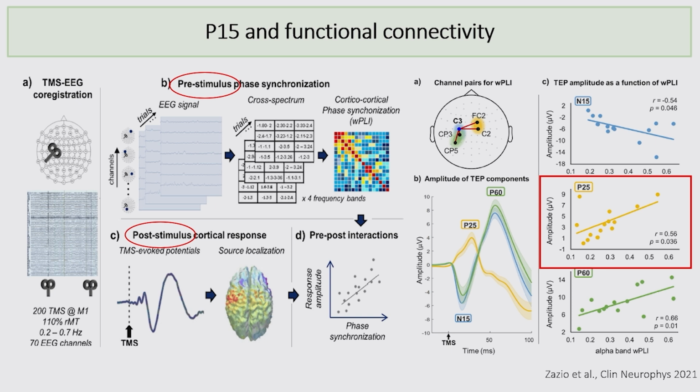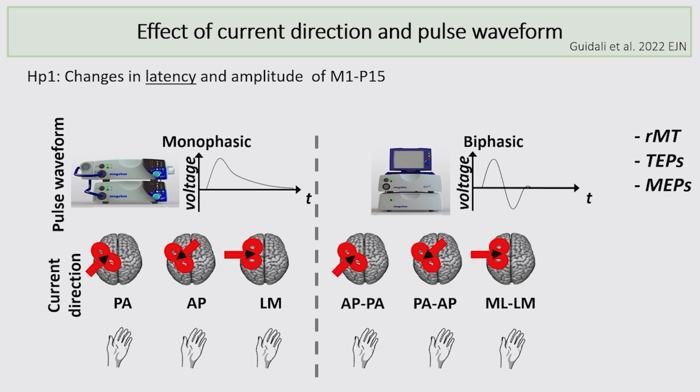But let me show you how the TMS parameters are important for these measures. And please remember that in this case, we did not use the typical current direction of AP-PA for biphasic stimulation, but we were using the reversed current direction of PA-AP. So we ran a study to test if the M1P15 is affected by TMS parameters such as current direction and pulse waveform. So we used both biphasic and monophasic stimulators.